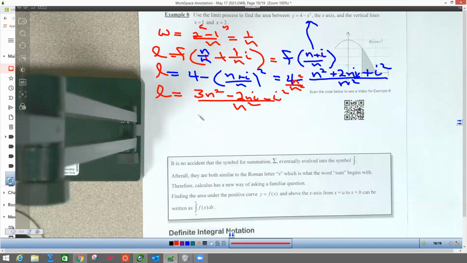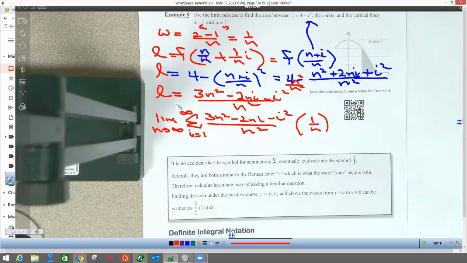So to get each rectangle, it's going to be the width times the length. So the length is 3n squared minus 2ni minus i squared all over n squared times the width, which is that 1 over n that I found way back up here. And then to get the area under that, I'm going to do the limit as n approaches infinity. And I'm going to do the summation of that infinite amount of rectangles, from i going from 1 to infinity. Oops, I should put n there, not infinity. Okay?